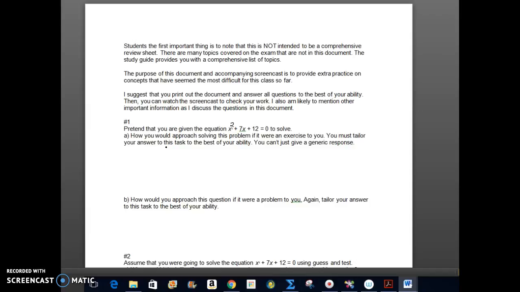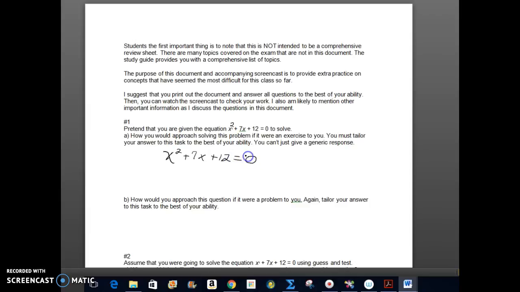So the point for this is that I want you to know the difference between a problem and an exercise, okay? If this were an exercise, it means that you have a method for solving it that you know works. In this case, solving a quadratic equation, you could use the quadratic formula. That's x equals negative b plus or minus the square root of b squared minus and so on, right? This equation is easier than that.